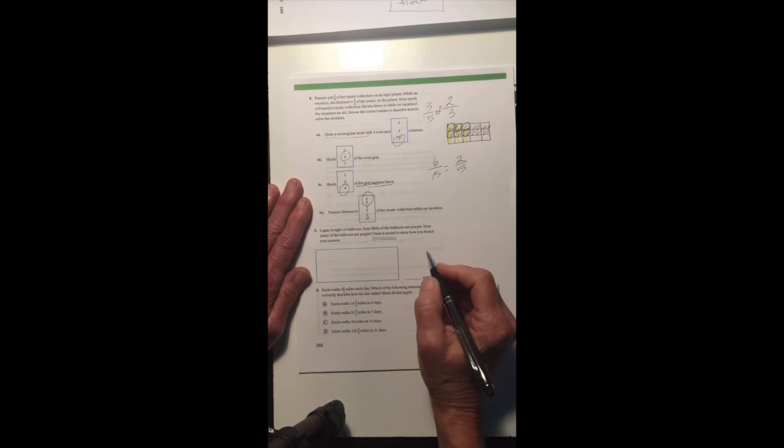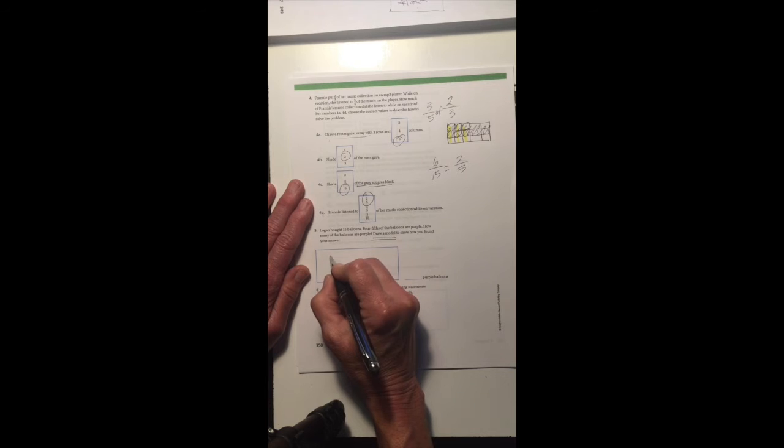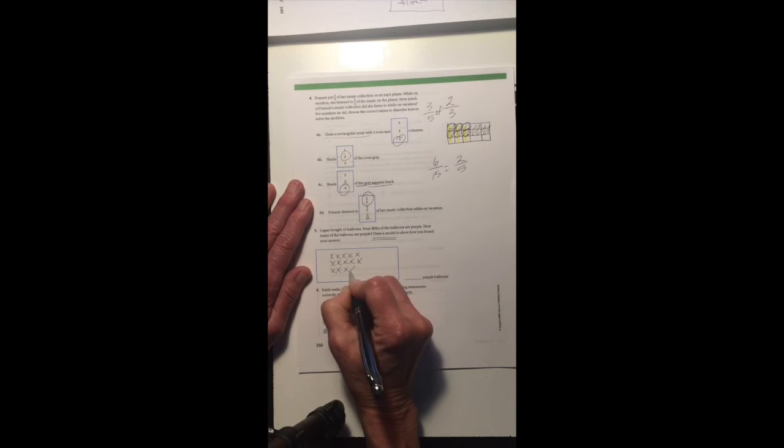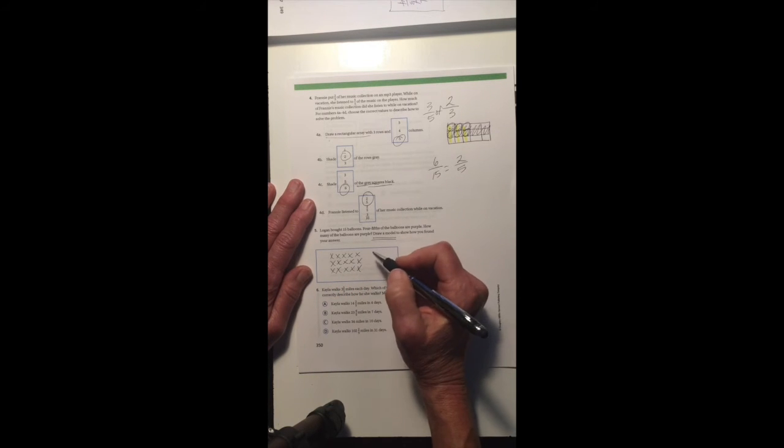Draw a model. So we need 15 balloons. I'm just going to make X's. 1, 2, 3, 4, 5, 6, 7, 8, 9, 10, 11, 12, 13, 14, 15. Okay, 4/5 of them are purple, so I need to circle 4/5.